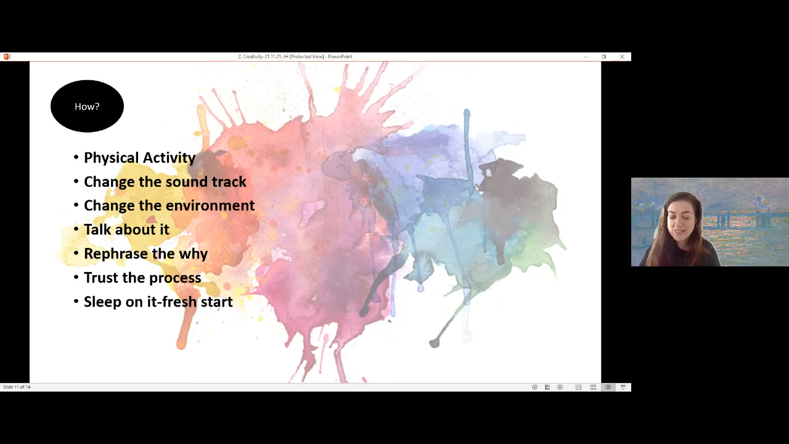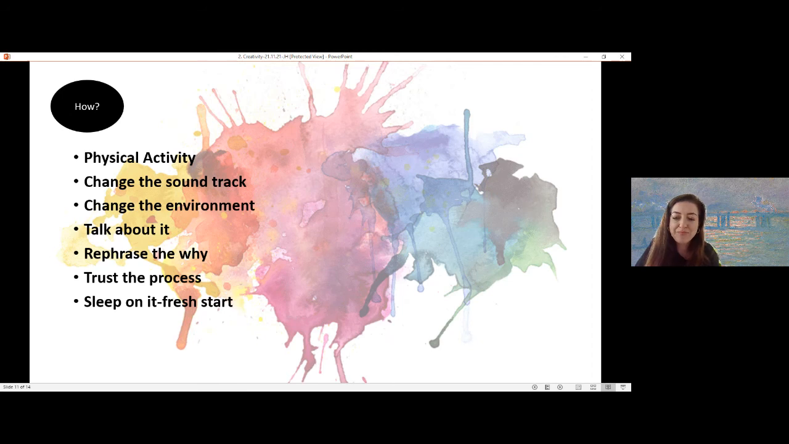Trusting the process, as I said before. You are able to do this. You know the steps. Stop overthinking it and trust the creative process. And the next thing is sometimes all those steps just don't work, and you need to just sleep on it and have a fresh start the next day.